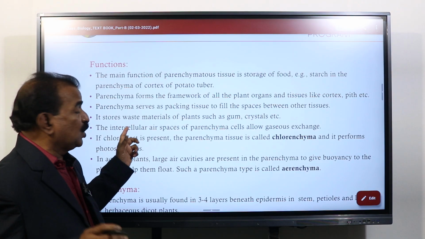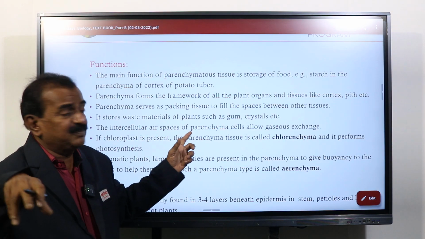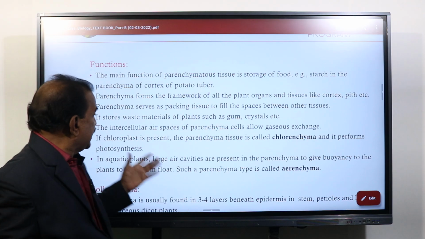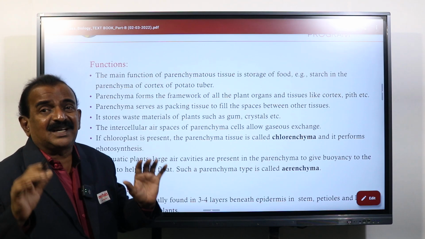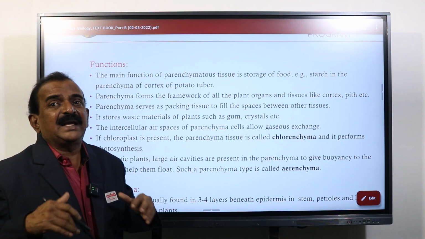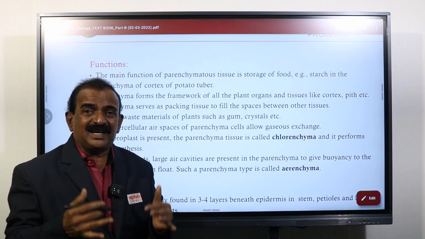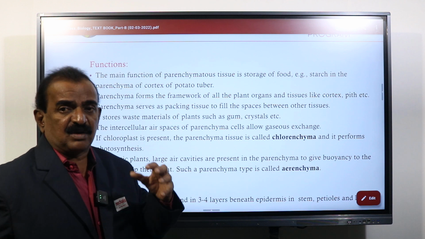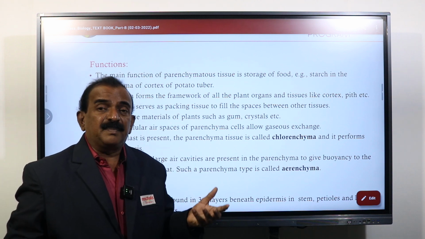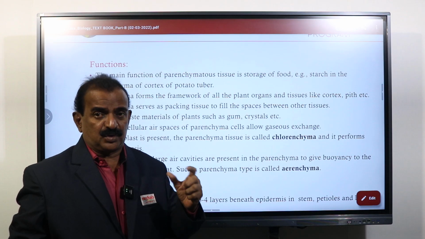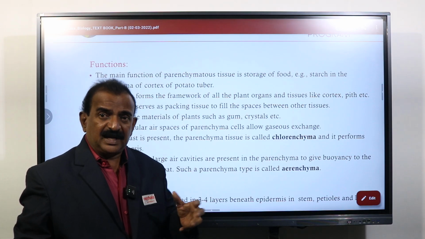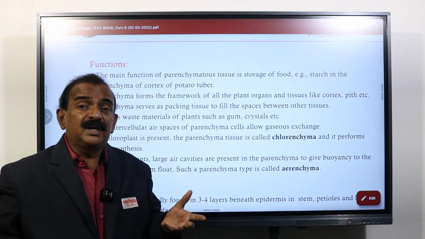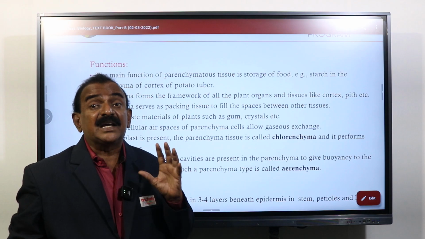Again, it stores waste materials in the form of gums and crystals. So it acts as a storage tissue, and the intercellular spaces are abundant. Thereby it allows air to get into the plants. That air contains carbon dioxide and oxygen. Carbon dioxide is used in photosynthesis for the preparation of food, and that food becomes starch. Oxygen is taken by the plant during the daytime and night time, and that oxygen is useful for respiration.